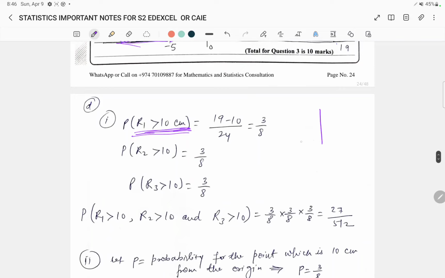Why? Let us again understand this. It's -5 and it's 19, more than 10 centimeters. So on the left side it is not possible, right? Only here it is possible. So only this part we can consider. So that's why 19 minus 10, this part length 19 minus 10, height is 1/24, we know that. So 3/8. Similarly, R2 will also cover this region only.